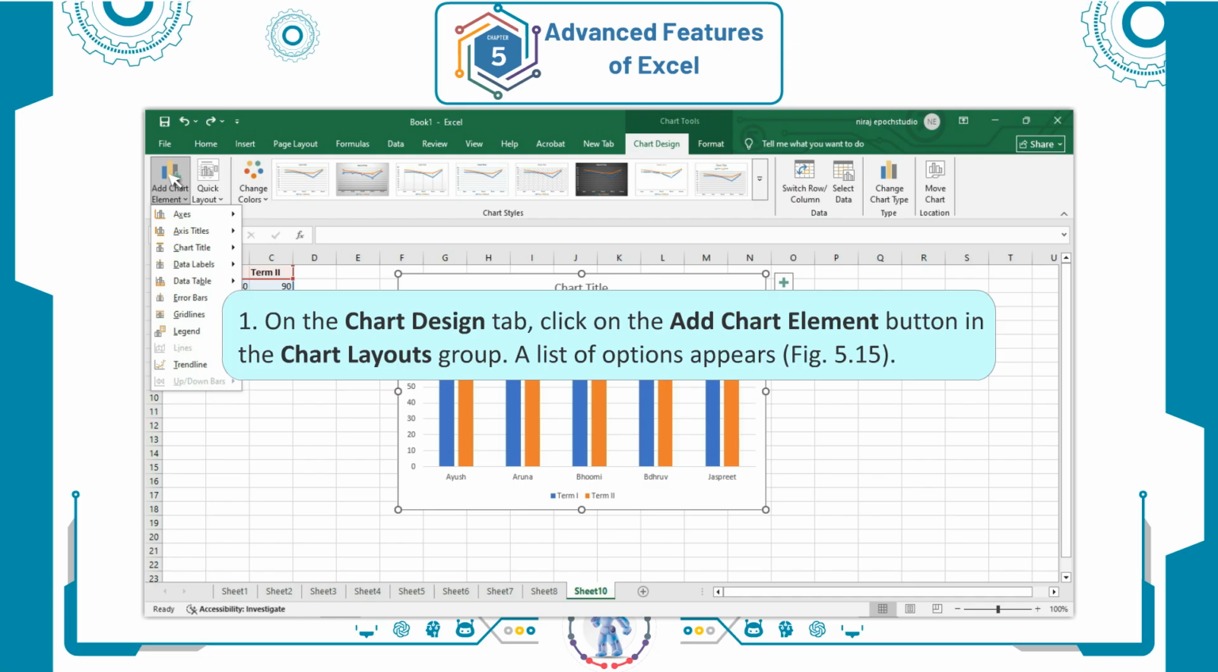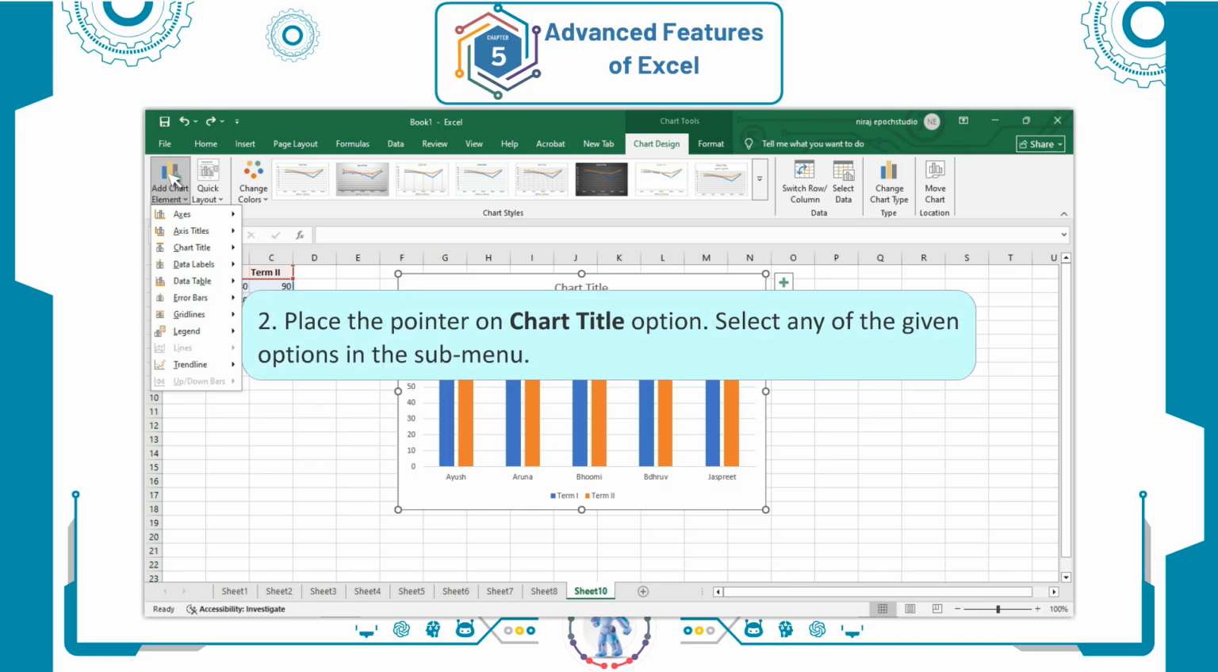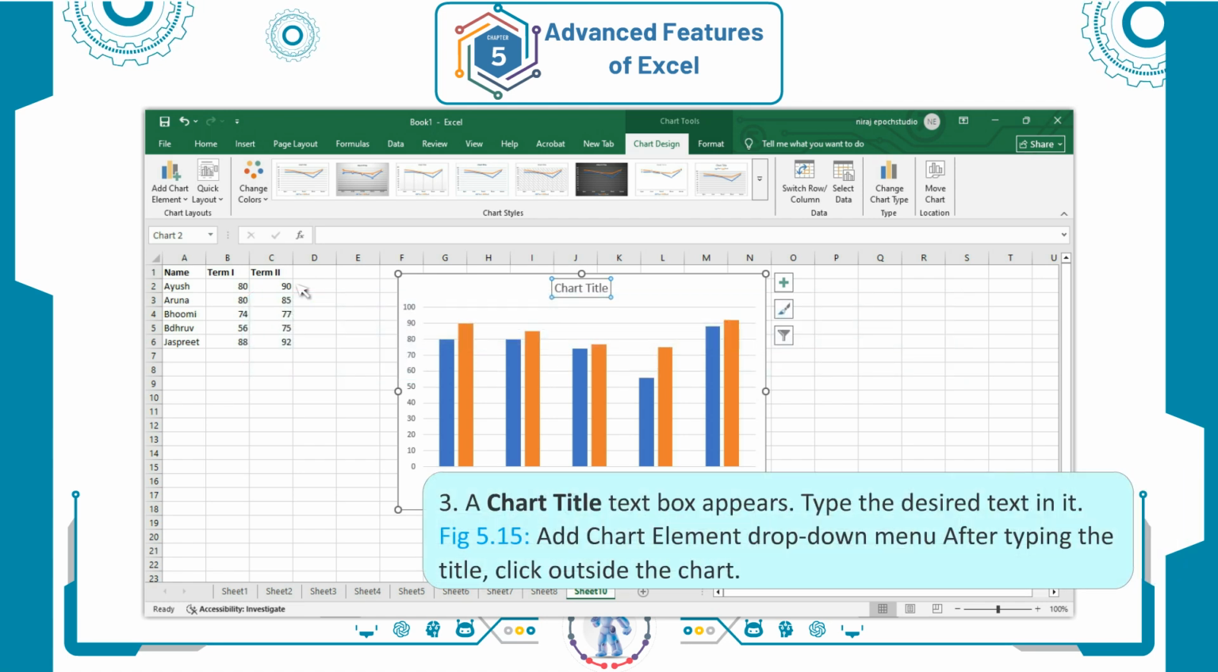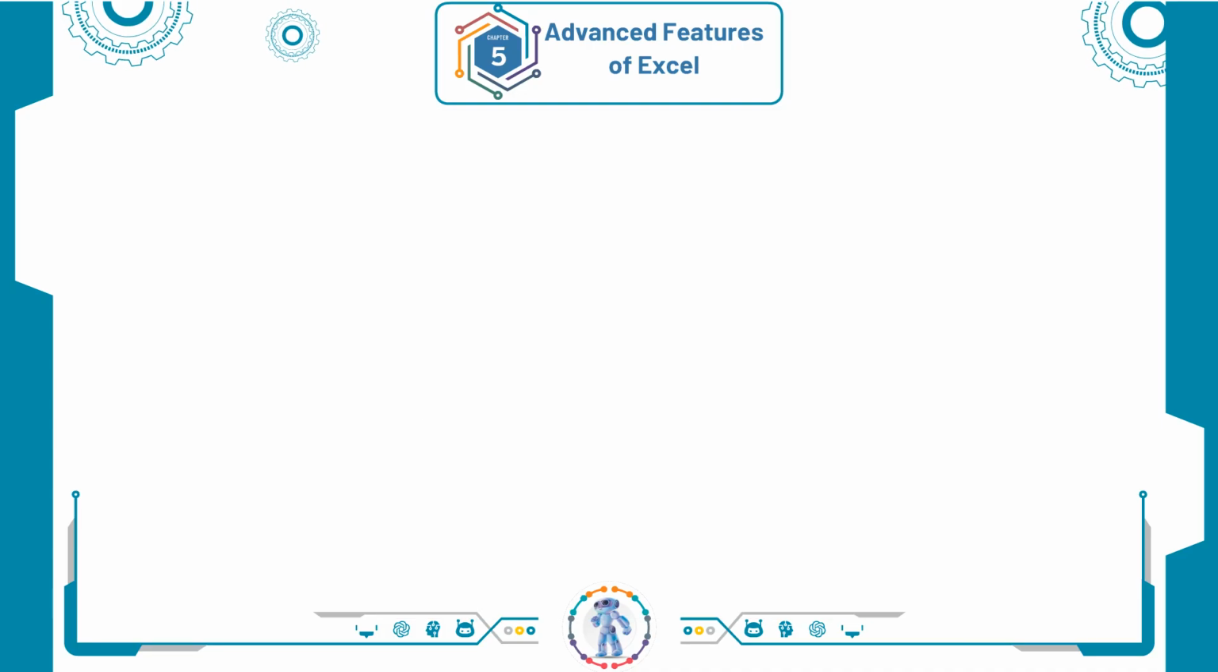A list of options appears (Fig. 5.15). 2. Place the pointer on the Chart Title option. Select any of the given options in the sub-menu. 3. A chart title text box appears. Type the desired text in it. After typing the title, click outside the chart.